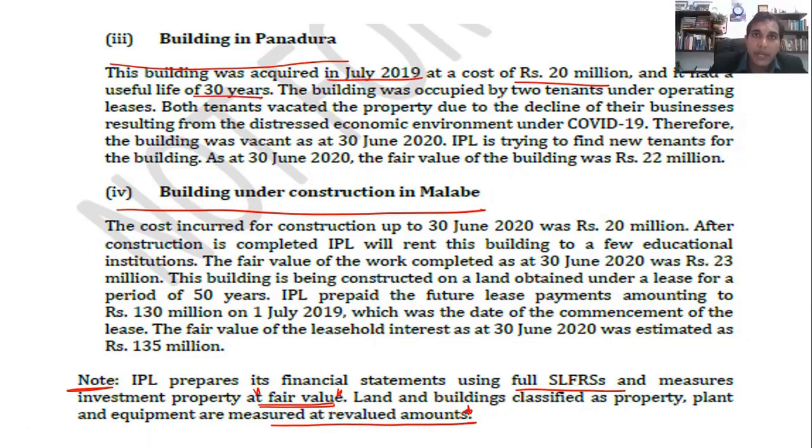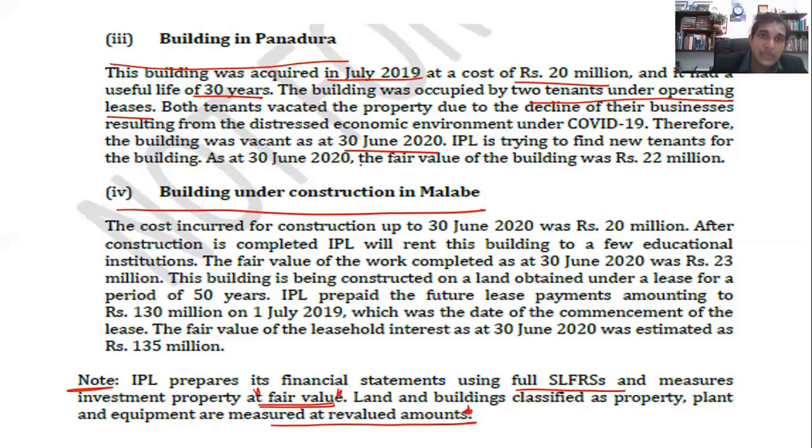The building was occupied by 2 tenants. Tenants means the people who take for rent, tenants, under operating leases, right? They are taking under operating lease. Both tenants vacated the property due to decline of their businesses resulting from the distressed economic environment under COVID-19. Therefore, the building was vacant as at 30th June 2020. At the reporting date, closing date, that particular building is vacated. IPL is trying to find new tenants for the building.